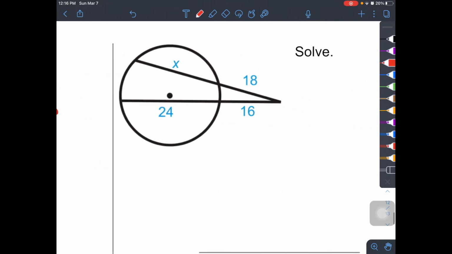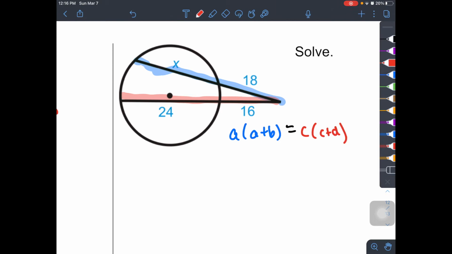All right, this next problem, here we have two secants. If I were to highlight those secants, here's one of them, and here's the other secant. That tells us then we're going to be using the two secant formula here. All right, and then we've got to label accordingly. So here's A and here's B, C and D. So remember, C and D are on the same secant, A and B are on the same secant, and A and C have to both be outside of the circle.